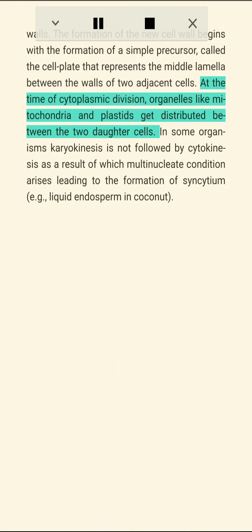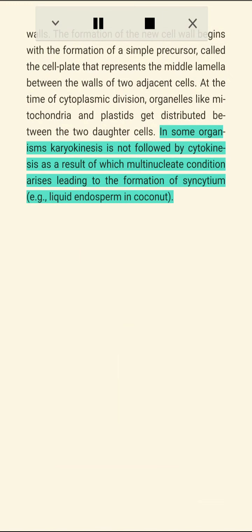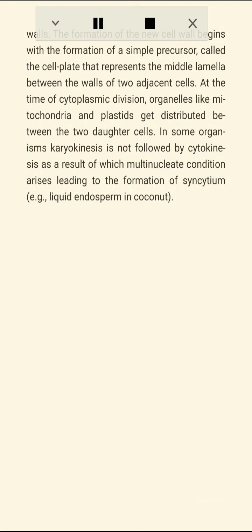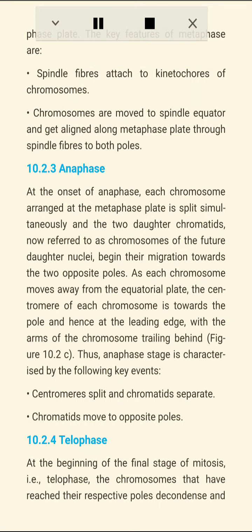At the time of cytoplasmic division, organelles like mitochondria and plastids get distributed between the two daughter cells. In some organisms, karyokinesis is not followed by cytokinesis, as a result of which multinucleate condition arises, leading to the formation of syncytium, e.g., liquid endosperm in coconut. Figure 10.2c to e, a diagrammatic view of stages in mitosis.